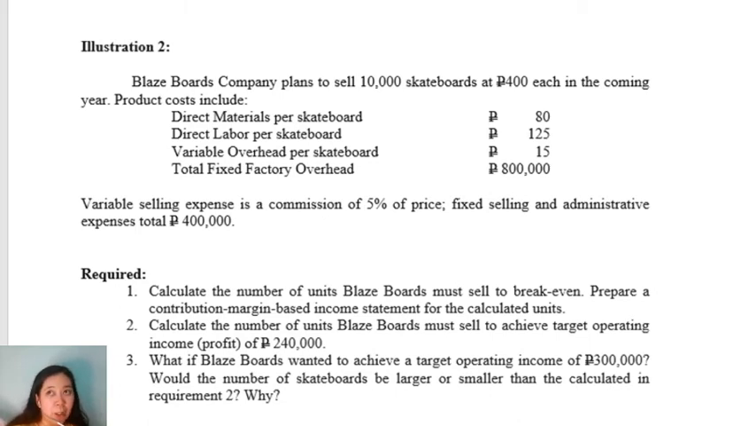So this is of course to determine and to check if that number of units indeed will give us the break-even point. Number two, calculate the number of units the company must sell to achieve a target operating income or profit of 240,000. And number three, what if the company wanted to achieve a target operating income of 300,000? Would the number of skateboards be larger or smaller than the calculated in requirement number 2, and why?